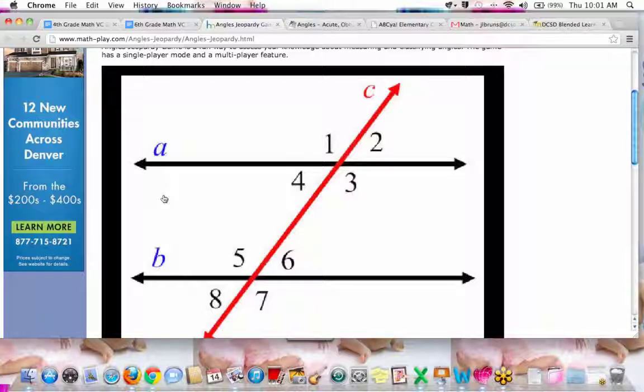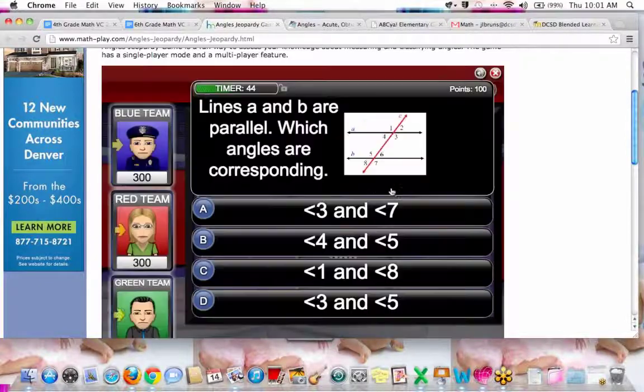Okay. Corresponding angles: if the two lines being crossed are parallel, then the corresponding angles are equal. Okay, so which of these angles would be equal? I'm seeing a 4 and an 8. Those angles are equal, so just keep that in mind. And let's go back to our question. So which ones are corresponding?